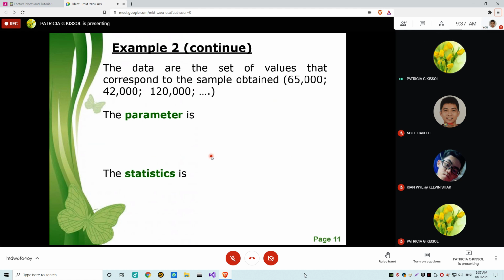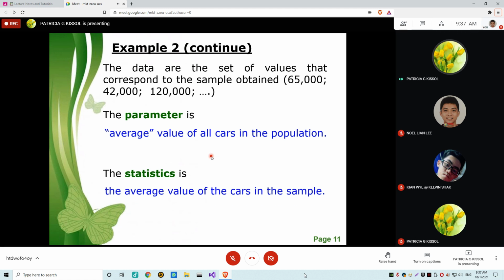Continuing example 2, the set of values corresponding to the sample that we obtain could be: the value of the car is 65,000, 42,000, 120,000, and so forth. Therefore, the parameter is the average value of all cars in the population. That's the parameter we're going to focus on. Since it is about the average, the statistic is also the average.